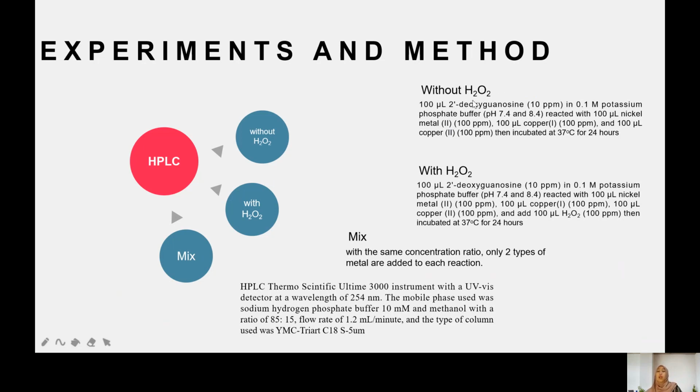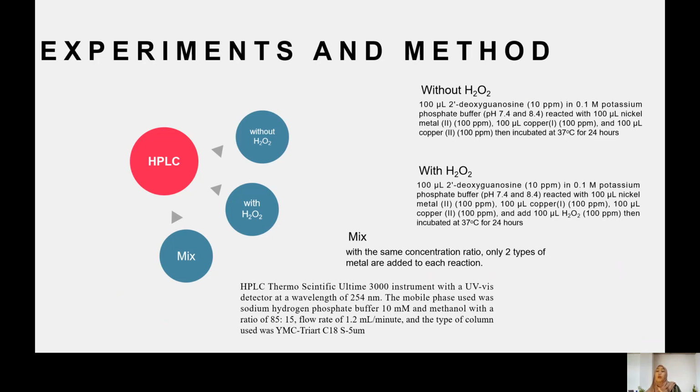For the without hydrogen peroxide, 100 microliter 2-deoxyguanosine concentration 10 ppm in 0.1 molar potassium phosphate buffer pH 7.4 and 8.4 reacted with 100 microliter nickel metal 2 concentration 100 ppm or 100 microliter copper 1 concentration 100 ppm and 100 microliter copper 2 concentration 100 ppm, then incubate at 37 degrees Celsius for 24 hours.